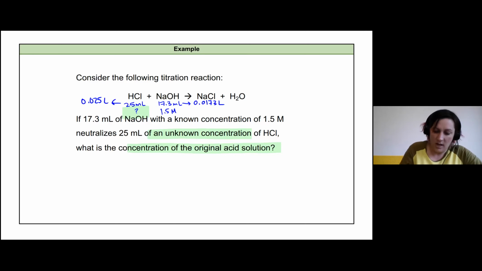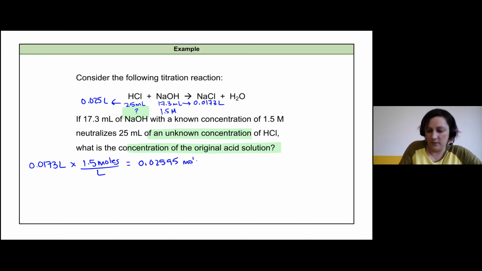So I'll start with that 0.0173 liters. And I am going to convert into moles using my molarity, 1.5 moles per liter. And that's going to give me a value of 0.02595 moles of NaOH. I'm going to convert that now into my moles of HCl.